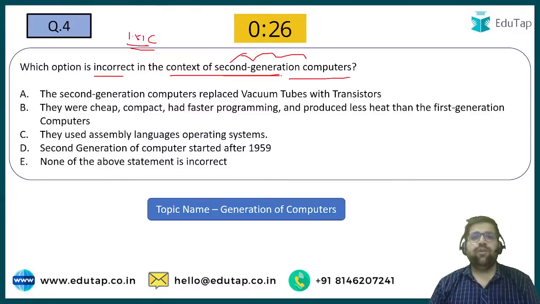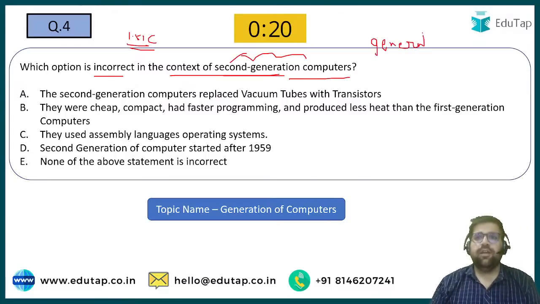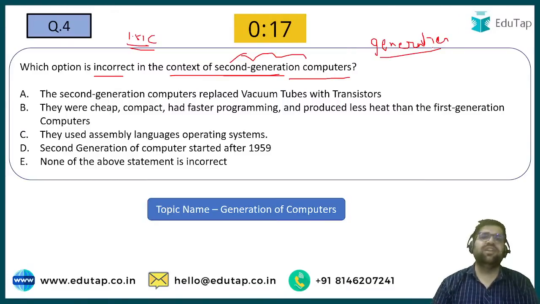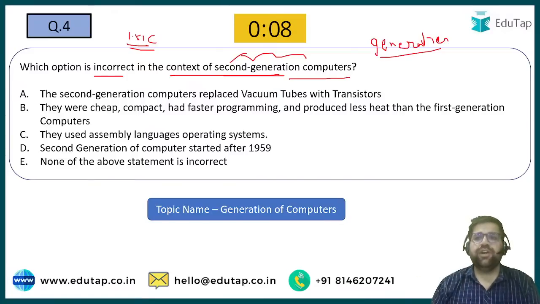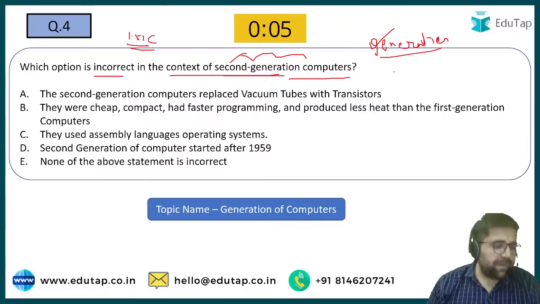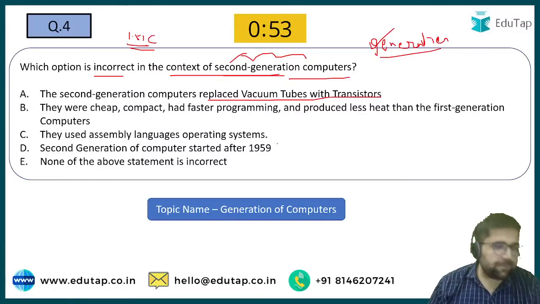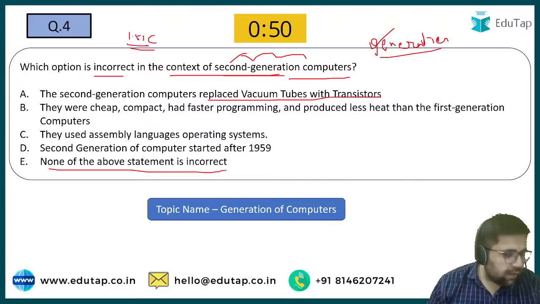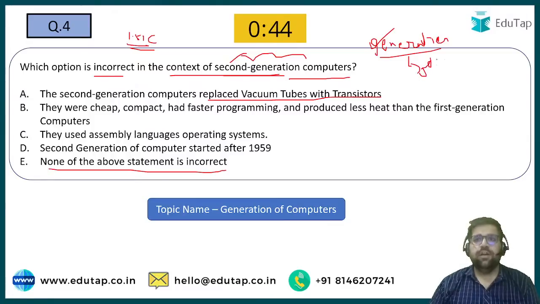Many people will not even know how many generations of computer there are. First, let me ask: how many generations of computer are given in the journal sense? Is it 1, 2, 3, 4, 5, 6, 7, 8, 9, or 10? What is your answer? I can see many people going with A, and maximum people are also going with E. Please let me know your answer. Yes, there are 5 generations of computer, so you have to remember them.